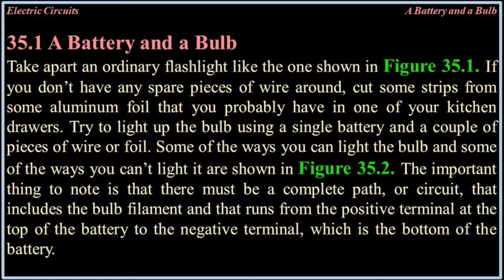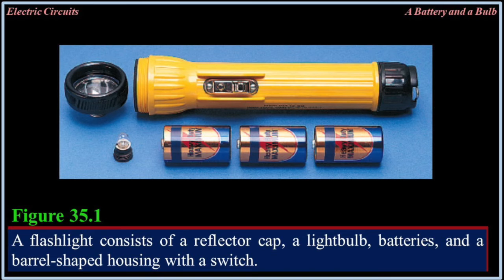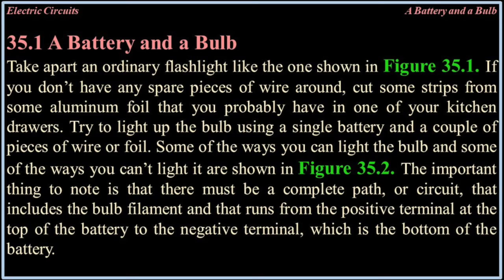35.1. Battery and a bulb. Take apart an ordinary flashlight like the one shown in figure 35.1. If you don't have any spare pieces of wire around, cut some strips from some aluminum foil that you probably have in one of your kitchen drawers. Try to light up the bulb using the battery and a couple of pieces of wire or foil.